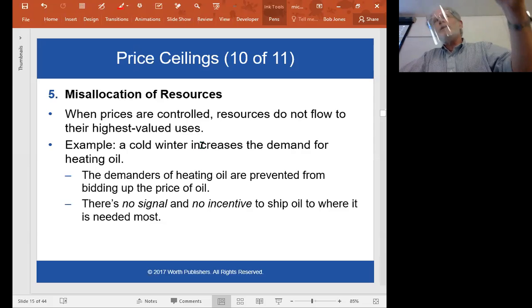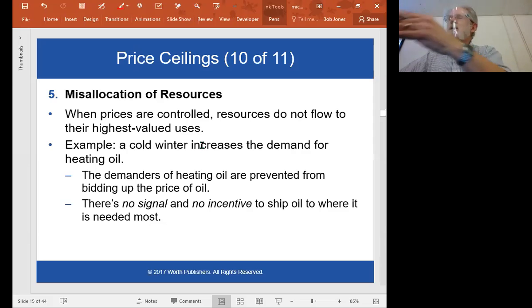People in Los Angeles are going to watch the news. They see the people in the East freezing, and they say, that's just terrible. But they have an incentive to keep heating their swimming pool because the price hasn't gone up. You let the price go up, when they see their heating bills going up, they cut back, they don't heat it in the winter, and there's more available for people in the East who are having trouble heating their homes.